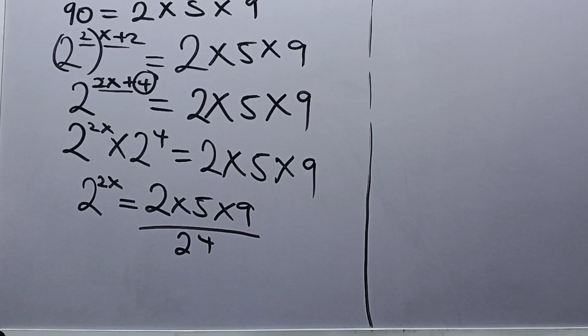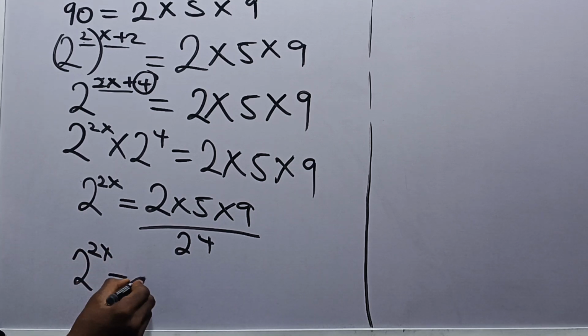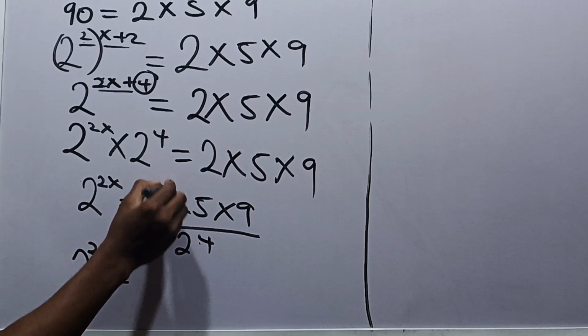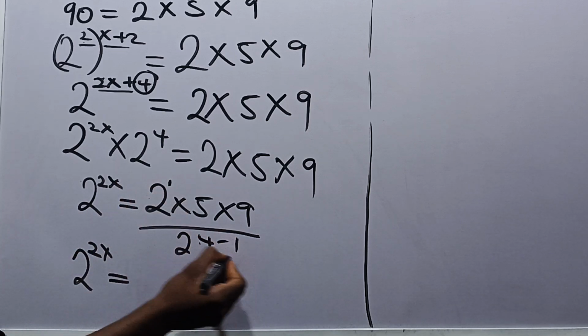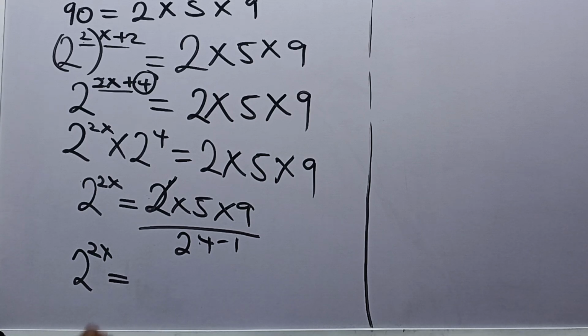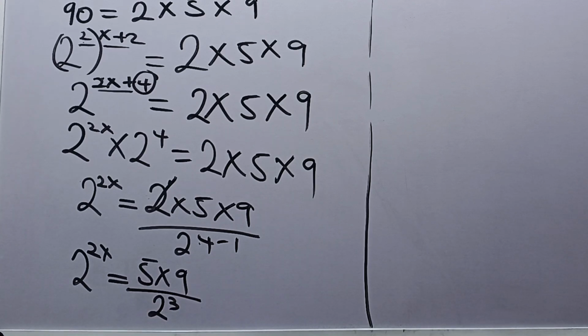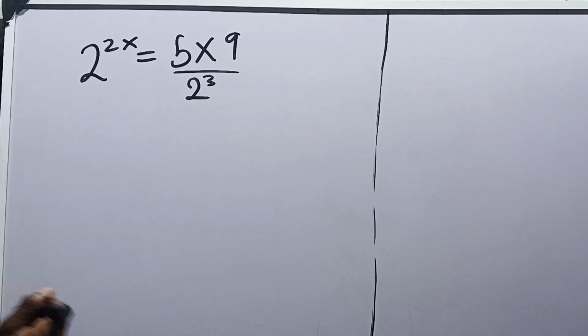Now, this is 2 raised to power 2x to be equal to, now 2 into 2 raised to power 4 is something as, this is 2 raised to power 1. When you divide, you have 4 minus 1 here, and this strikes out. So we have 5 times 9 divided by 2 raised to power 4 minus 1, which is 2 raised to power 3.